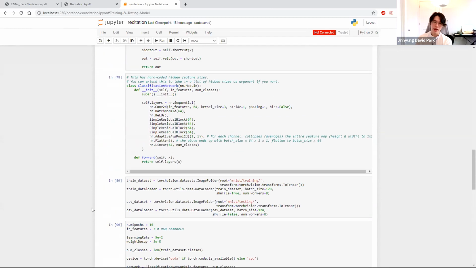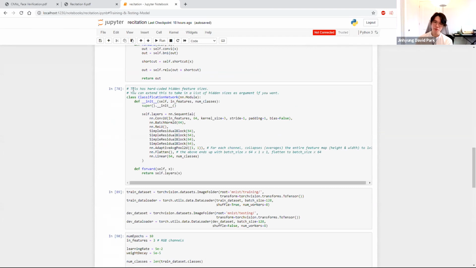Okay, so that was the classification network. Really briefly on how you might extend this classification network to a verification network is you can take the features right, you can chop this part off, take the features right after flatten, you get a 64 length vector, and you can take that as your embedding of whatever image you put in.